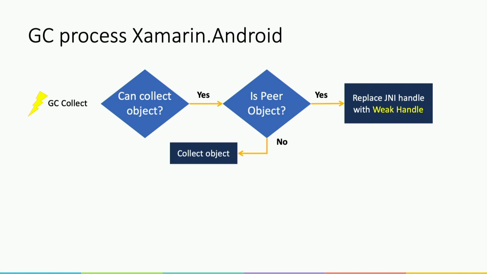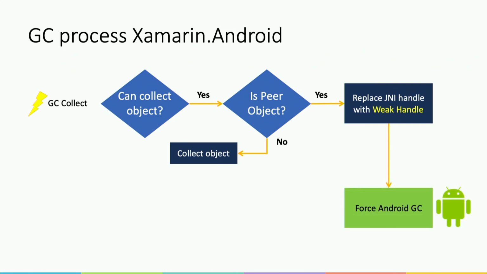then for sure, in order to block the Java garbage collector from freeing it, the .NET runtime has a strong handle on it. So what it does is, I want to see if Java can clean this object. So I'm going to replace the strong handle with a weak handle, and force the Android Java garbage collector.